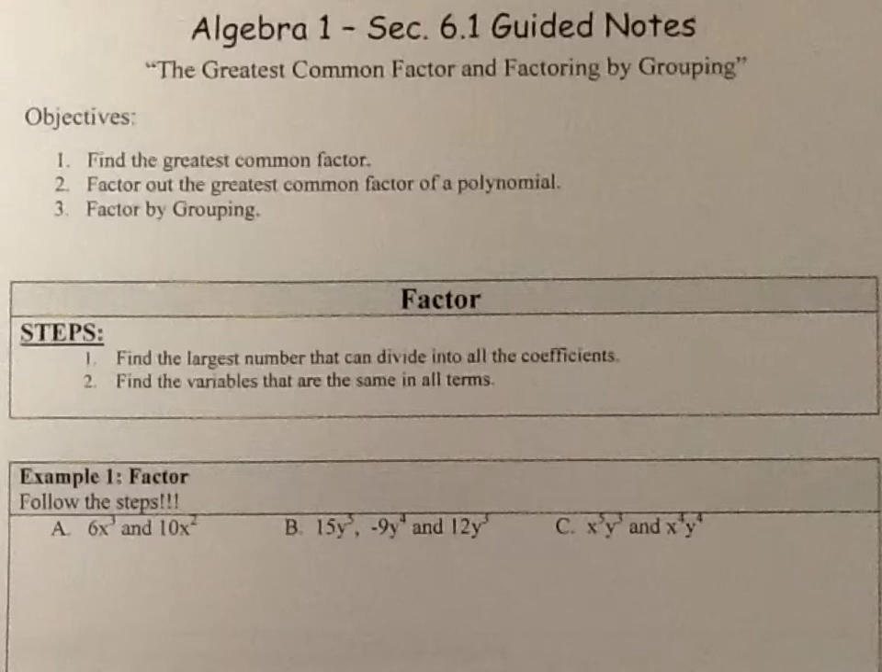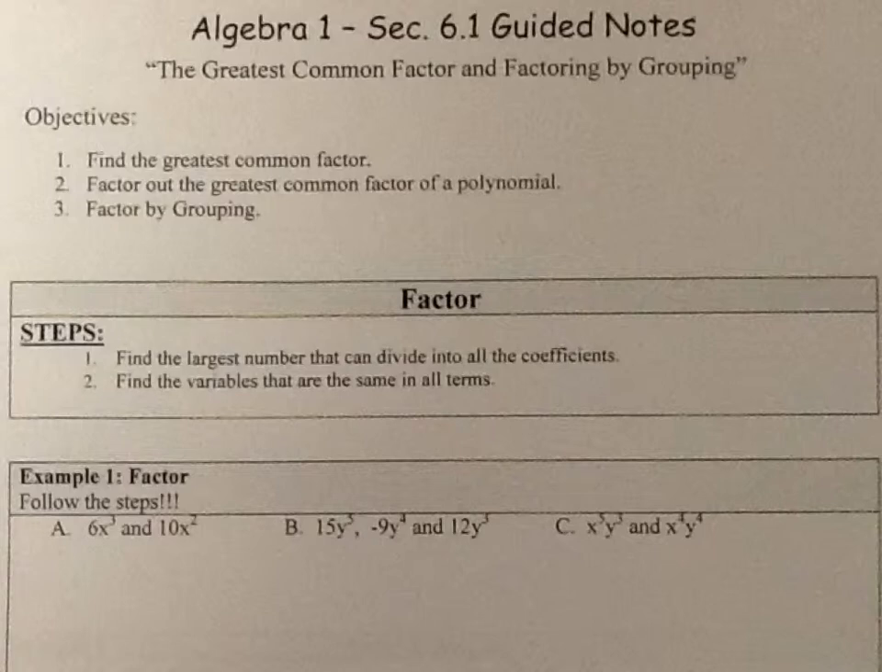All right, this is the section on greatest common factoring. You're going to find the greatest common factor and factor by grouping. We have three objectives. Find the greatest common factor is the first one. Factor out the greatest common factor of a polynomial is the second one. And the last is factor by grouping.